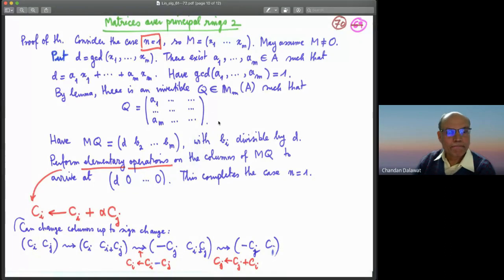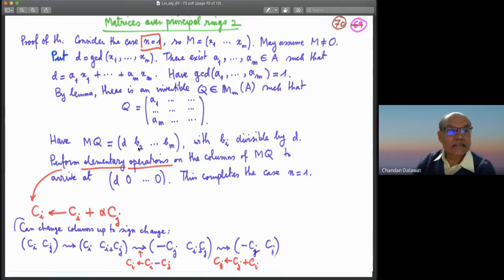And let's look at the matrix MQ. M is a row matrix here, X1 to Xm. Q is a square matrix, invertible, of the appropriate size. So the result is going to be a row matrix. And the first entry is D. The first entry is going to be, of course, A1 times X1 plus A2 times X2 all the way up to AM times Xm, which is equal to D. So the first entry is D.